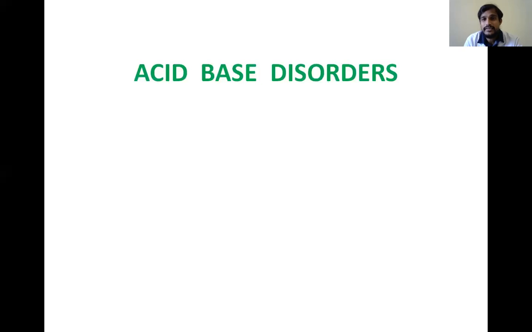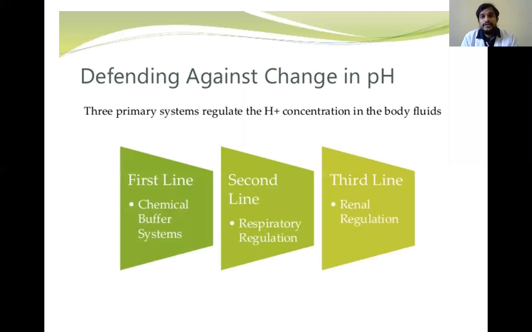So next is acid-base disorders. We had already seen acid-base disorders in the previous classes. So we know there are 3 mechanisms for maintenance of acid-base balance in the body. The first line is the chemical mechanism, chemical buffers or blood buffers, which gives the immediate response. The second line is respiratory regulation of acid-base balance, a short-term mechanism for regulation. And the third line is the renal mechanism. This is the long-term mechanism for regulation of acid-base balance in the blood.